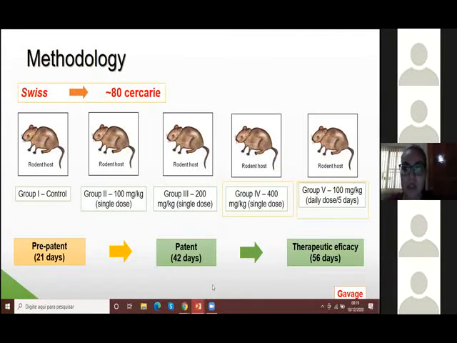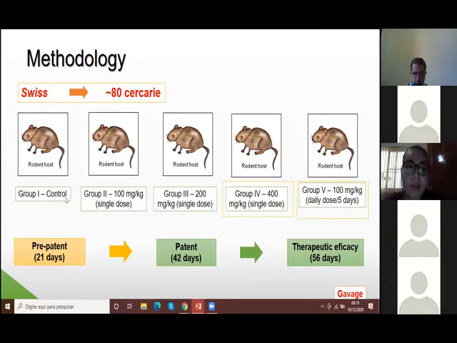For the methodology in animals, we use mice infected with cercariae by subcutaneous injection. In the first step, we used 5 groups with 5 animals each. First, a control group, infected but not treated. Group 2 was treated with 100 milligrams per kilo at a single dose of piplartine.